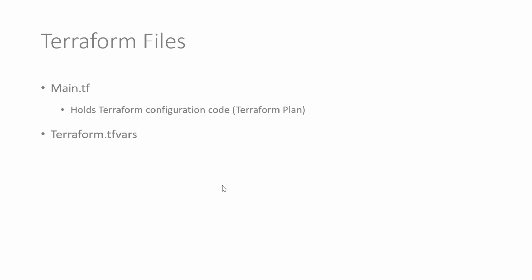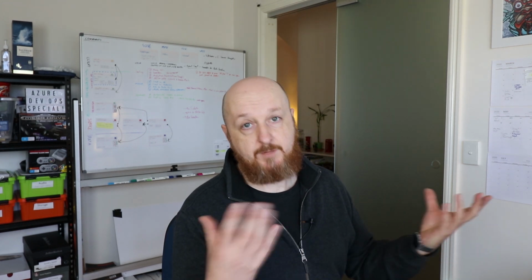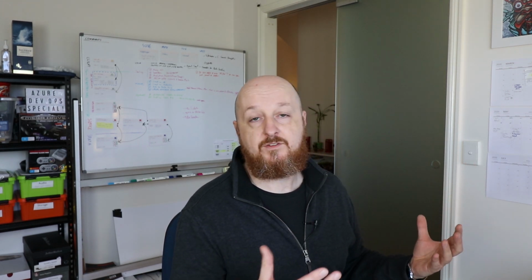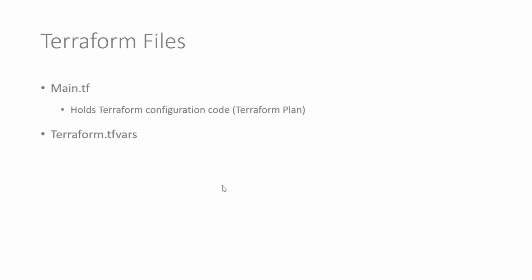Here we go. So there are a number of files that Terraform uses. Main.tf, we're already working with that, and as you know, that just holds our configuration code. Terraform vars, we're not making use of a variable file, but basically you can use variables within main.tf, and if you want, you can split it out into a separate file, and that probably is best practice. We're not doing that in this video. We're just going to put them in main.tf for now.